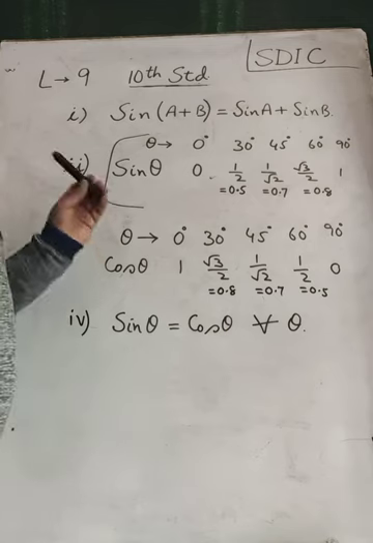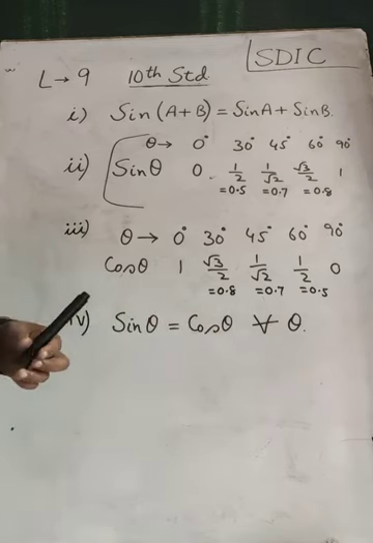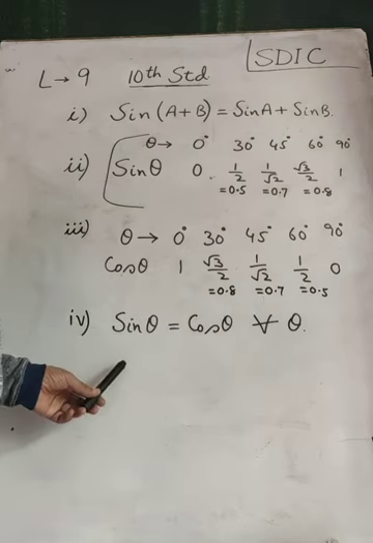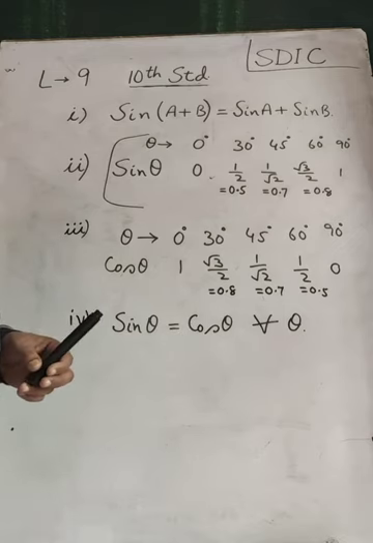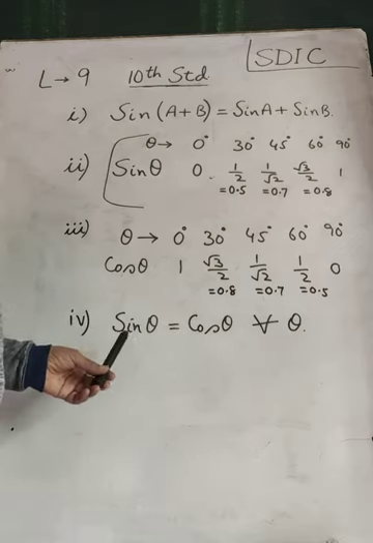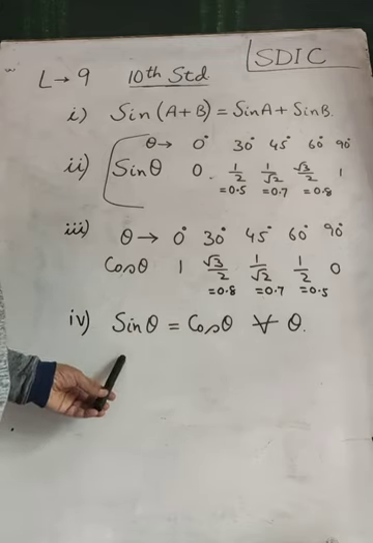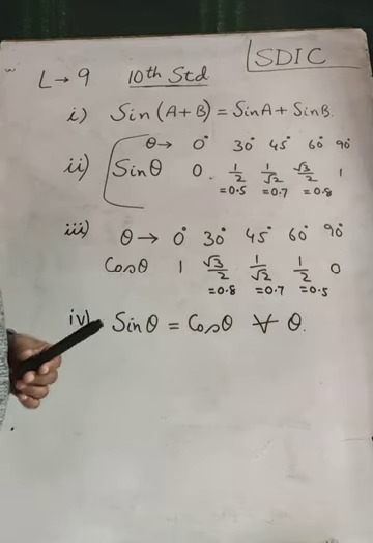Well, again, recollecting the table, let us choose theta as 30 degrees. When theta is 30, sine theta will become sine 30. Cos theta will become cos 30. And what do you find? Are those equal? Sine 30 we know is 1 by 2. Cos 30 we know is under root 3 by 2. Those are not equal.